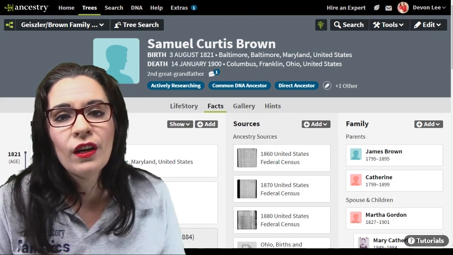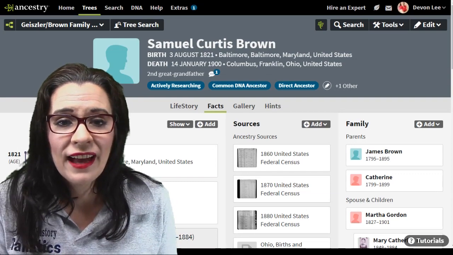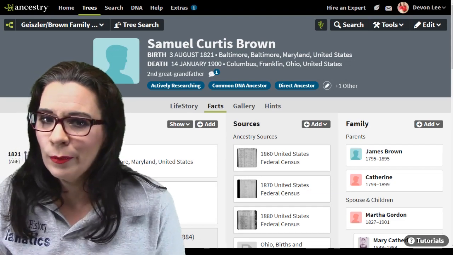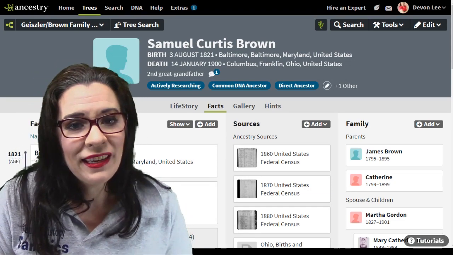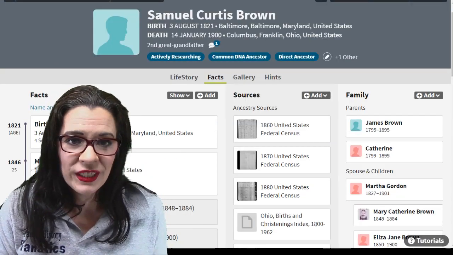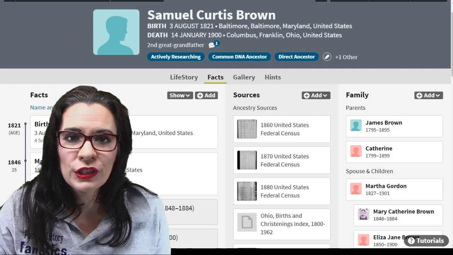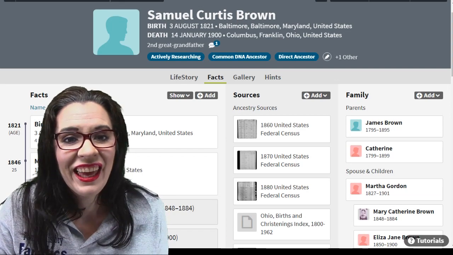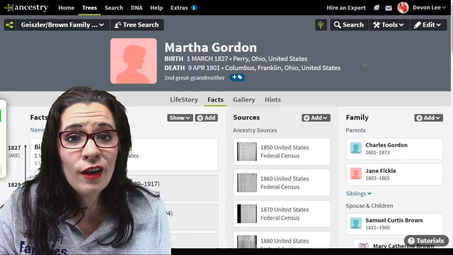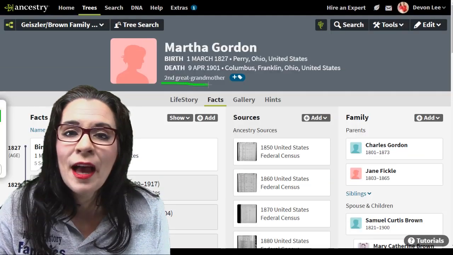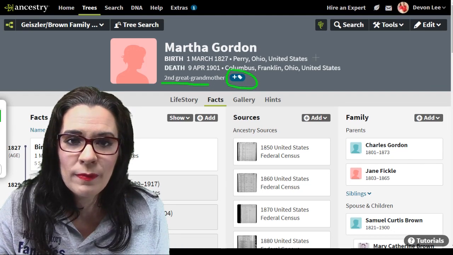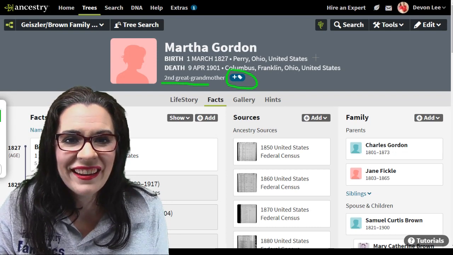But what if we all began understanding what the tags were, so that when you come across my tree and I stumble across yours, we both speak the same tag language? To begin understanding MyTreeTags, let's hop on to my tree to someone I haven't tagged yet. In this case, we're going to go to Martha Gordon. When we click on Martha, you can see that she is my second great-grandmother, and right next to my relationship, there's this opportunity to add a tag.